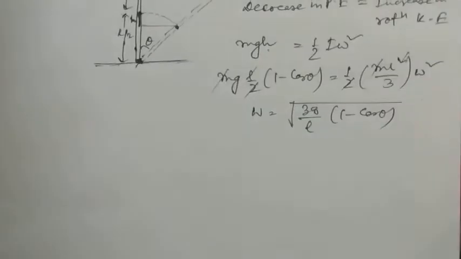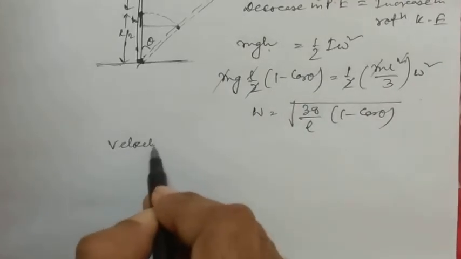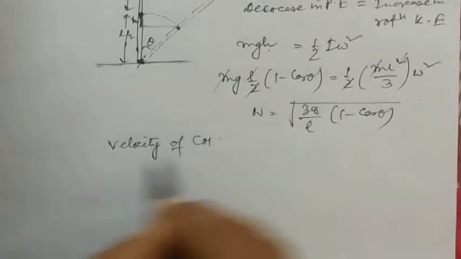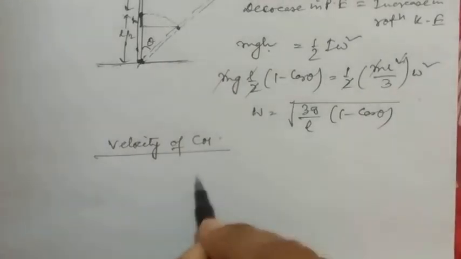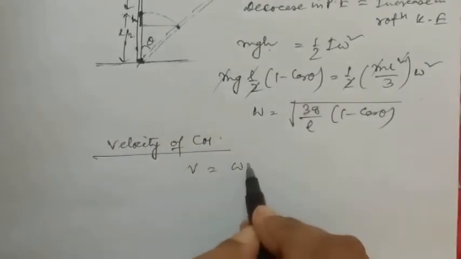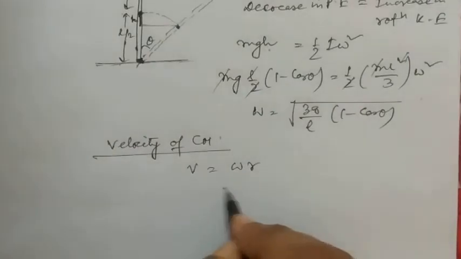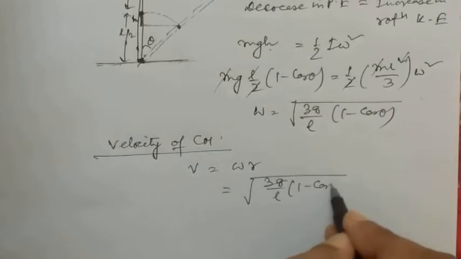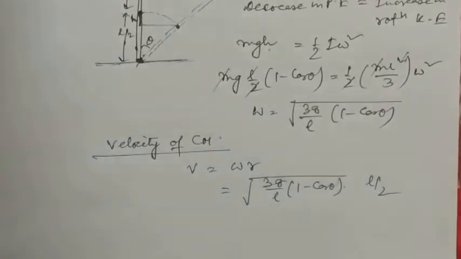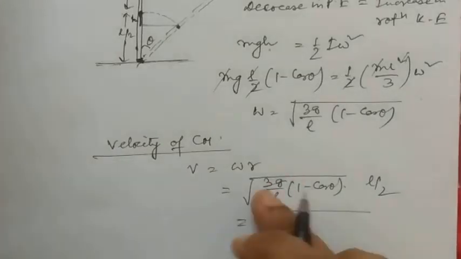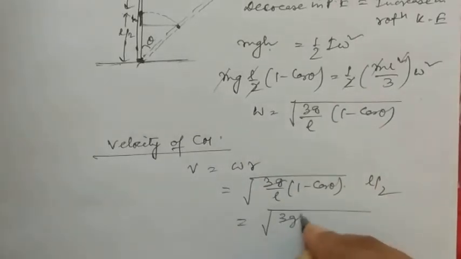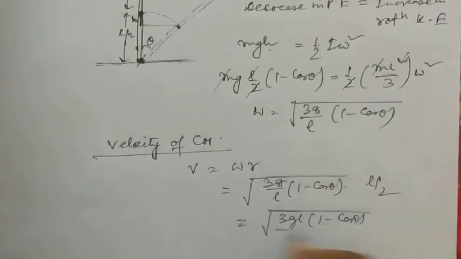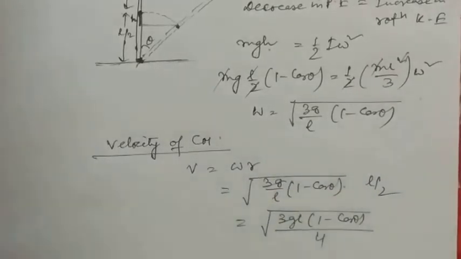Now the velocity of the center of mass. V is equal to omega R. Now what is omega? We've already found it out: 3g by L into (1 minus cos theta), into L by 2, the radius R, or the position of the center of mass from the pin. Solving, one L and L get cancelled. So 3gL (1 minus cos theta) by 2, and if we take it into the bracket, it becomes 4.